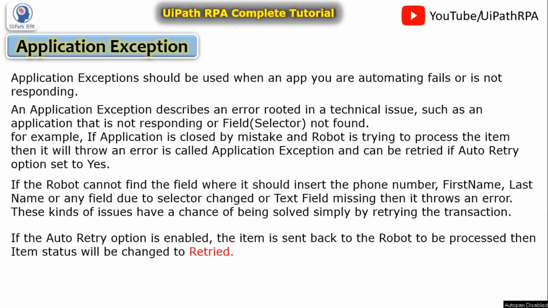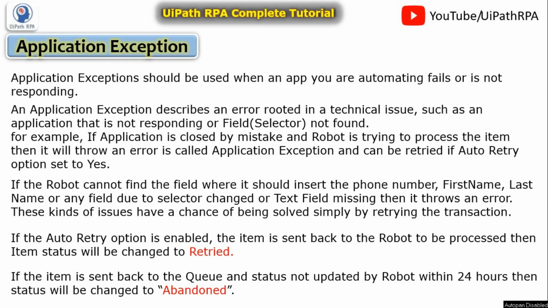If the auto retry option is enabled, the item is sent back to the robot to be processed, and the item status will be changed to Retried. If the item is sent back to the queue and the status is not updated by the robot within 24 hours, then the status will be changed to Abandoned.